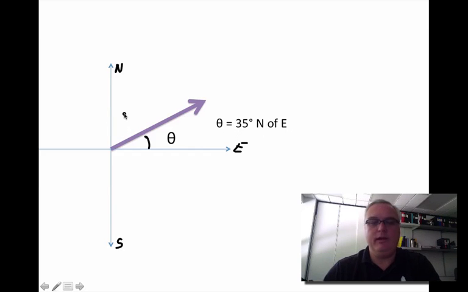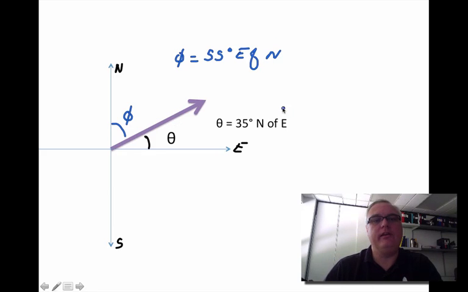Again, we can write the equivalent angle over here as being 55 degrees, and this is east of north. So again, both of those directions give us the same direction for this vector. Both are equivalent, both give us the same answer. Both would be marked correct.